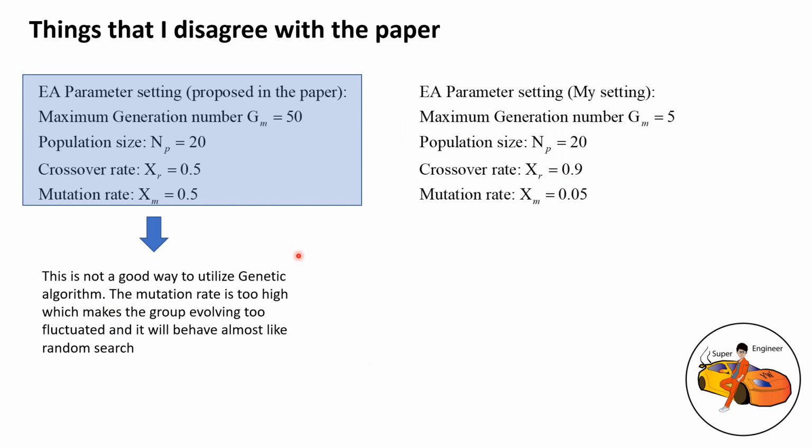The other thing is the paper suggested this GA setting, where the maximum generation number is 50, population size is 20, crossover rate is 0.5 and mutation rate is 0.5. I personally think this is not a good way to utilize a genetic algorithm, because the mutation rate is too high, which makes the population evolve too erratically, and it behaves almost like a random search. And I think a good set of gains can be like shown.